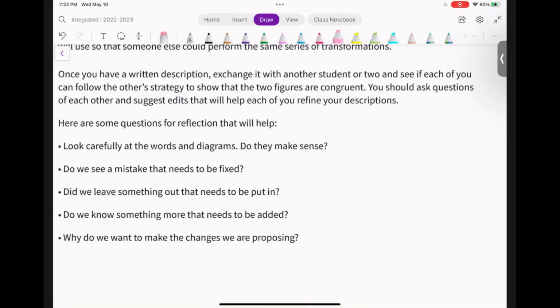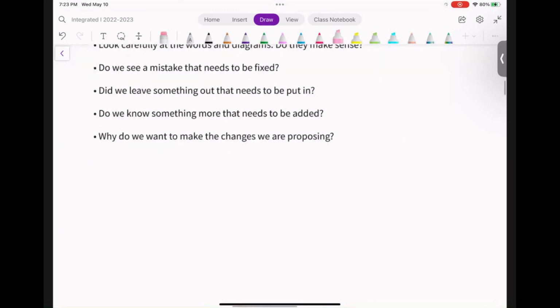So usually when you think something is done, it means no more stuff could be added. No more stuff could be taken away. Everything that you see there is ready to be presented. Okay.